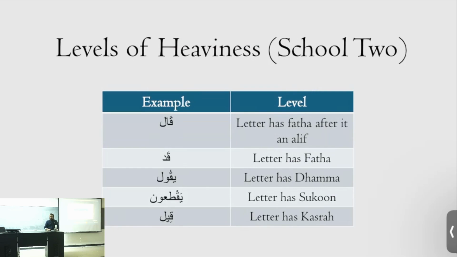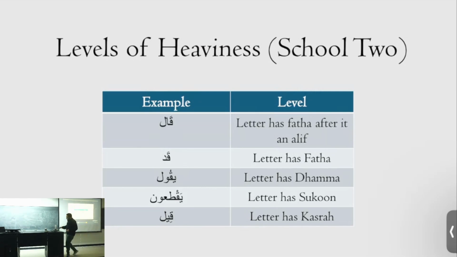This one, fatha, dhamma, sukun, kasra. So the difference is sukun and obviously fatha with alif. But the main difference is sukun. What do we do with sukun? Do we go with the letter before or do we have a level for it independent? That's the main difference, okay?